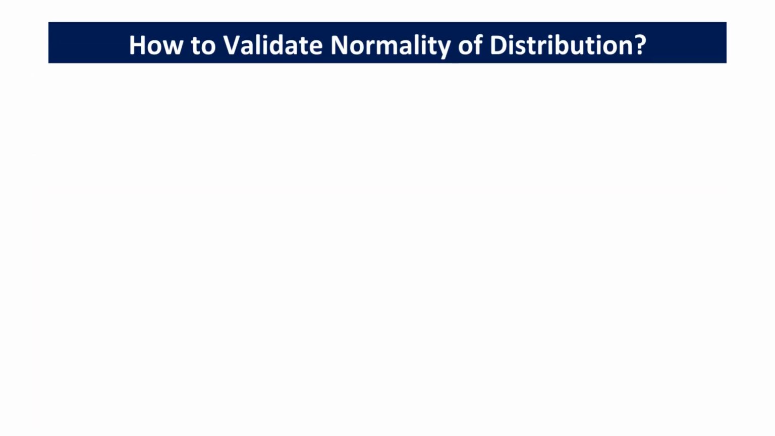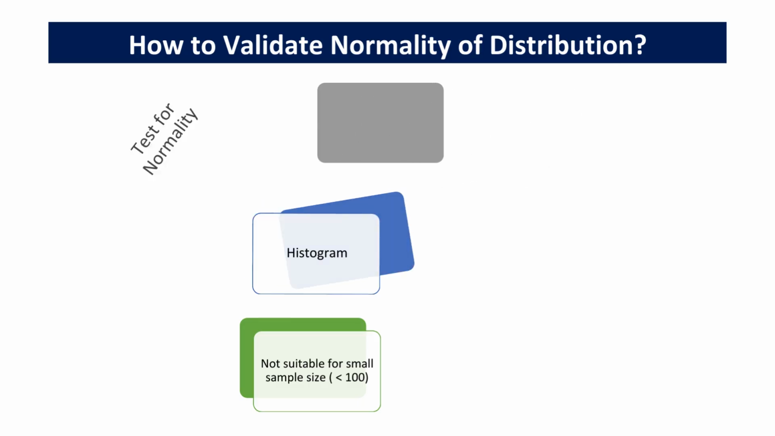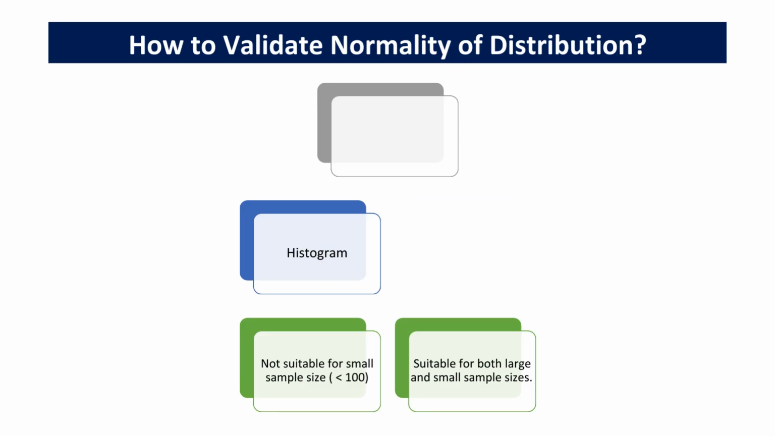How to validate normality of distribution. The test for normality is a statistical method used to determine whether a dataset follows a normal distribution. A histogram is a graphical representation of the data distribution. It can provide a visual indication of whether the data follows a normal distribution. Histogram is not suitable for small sample sizes, less than 100, as it may not have enough statistical power to reliably detect deviations from normality. Normal probability plot is another graphical tool that can be used to assess normality. The normal probability plot is suitable for both large and small sample sizes.